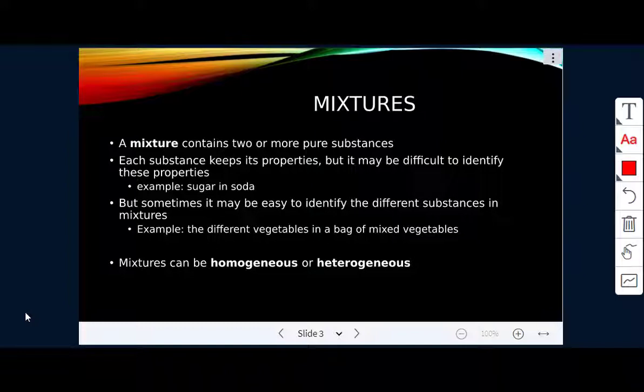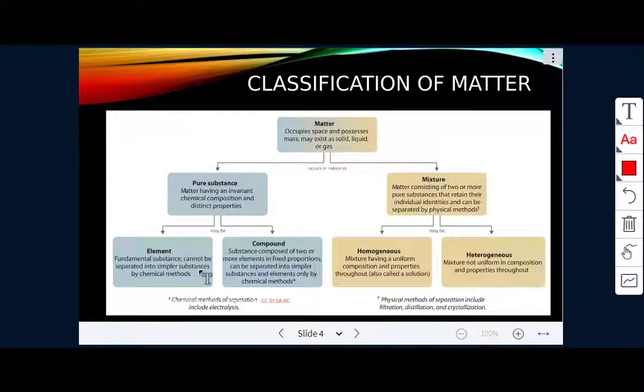All right, so mixtures can be homogeneous or heterogeneous. And we'll go over those terms pretty quickly here. So this is the classification of matter. So up top we have matter, all matter. So it occupies space, it possesses mass, it exists as a solid, liquid, or gas. Then it breaks up into a pure substance or a mixture. So recall, a pure substance can be an element or a compound, like we talked about, an element like hydrogen, a compound like water, which contains hydrogen and oxygen.